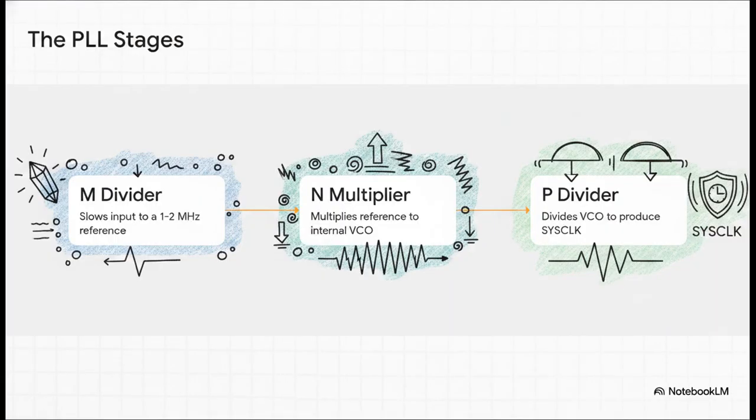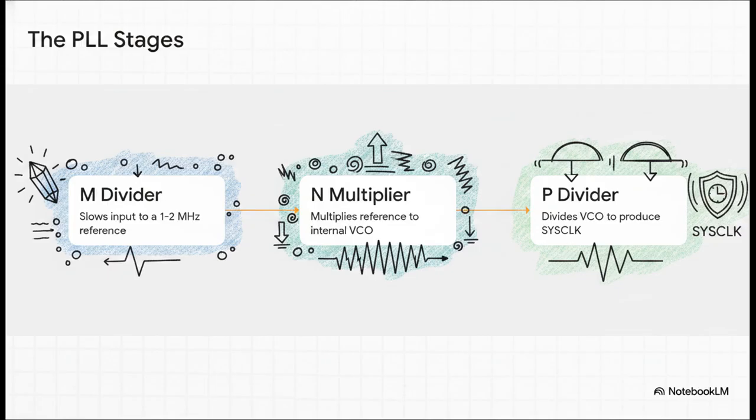Let's actually walk through how this builds step by step for a 100 MHz STM32 F411 Nucleo board, assuming we're starting from an 8 MHz external crystal. Step 1. The M divider slows our 8 MHz input down to a clean, stable 1 MHz. It does this because the core of the PLL actually prefers a slow, predictable reference.